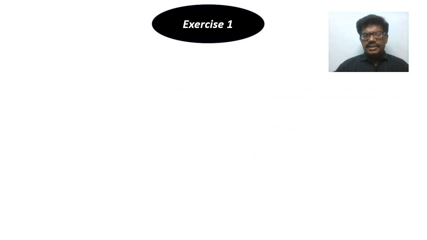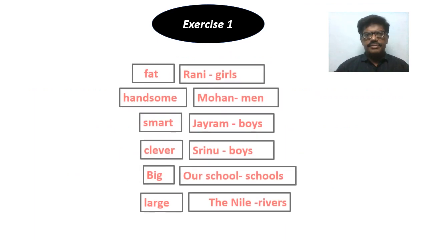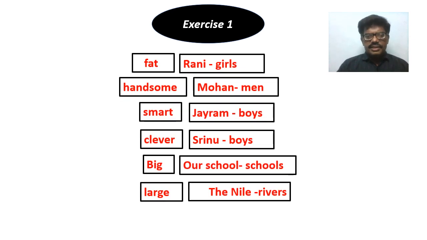Here is the exercise number 1 for more practice. In this exercise, the adjective fat is given to compare more than 2 units, Rani and other girls. In the next example, the adjective handsome is given to compare more than 2 units, Mohan and other men. In the third example, the adjective smart is given to compare more than 2 units, Jairam and other boys. In the fourth example, the adjective clever is given to compare more than 2 units, Srinu and other boys.